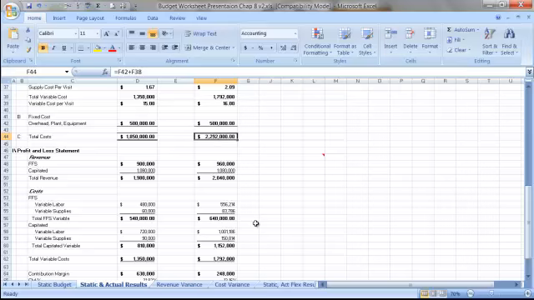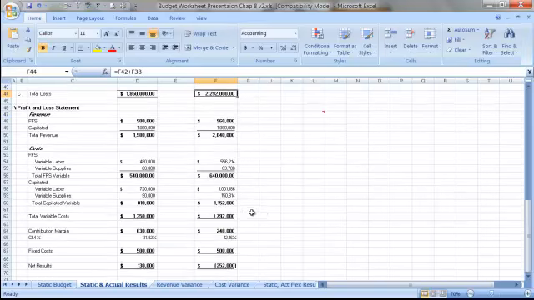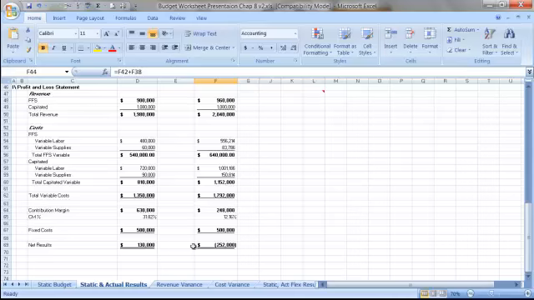And if you look at the pro forma profit and loss statement, you'll notice that we were projecting net results of positive 130 and ended up at a minus 252.